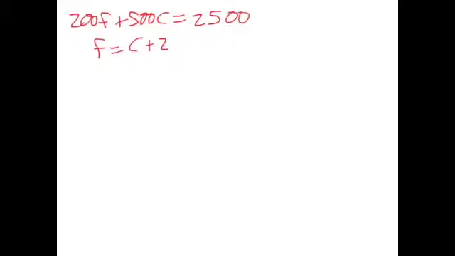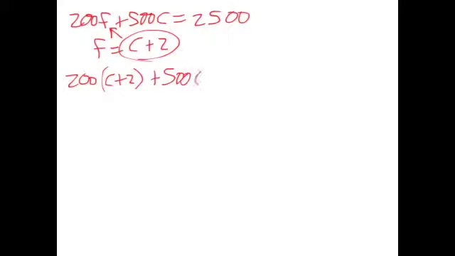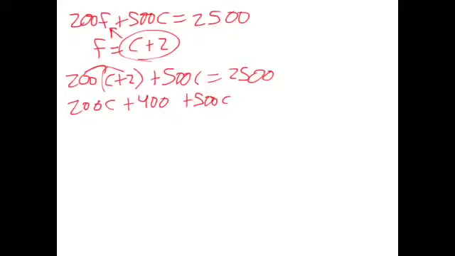Okay, so I just copied my system over here, and I noticed my system's already set up for substitution because F is C plus 2. So I'm going to sub that into my first equation: 200 times (C plus 2), instead of F, plus 500C is going to equal 2,500. To solve this one, I need to distribute that 200, so I'm going to get 200C plus 400, plus that 500C is going to equal 2,500.